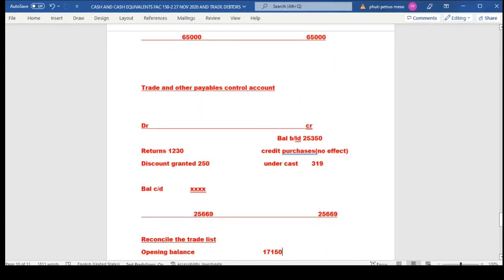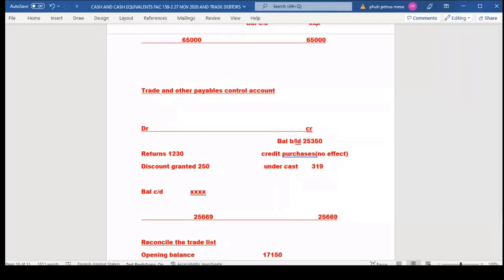Because the goods came back, so it actually decreases our opening balance. Okay. So when the liabilities go down, they decrease on the debit side. That's as per the principles. Make sense? Makes sense.